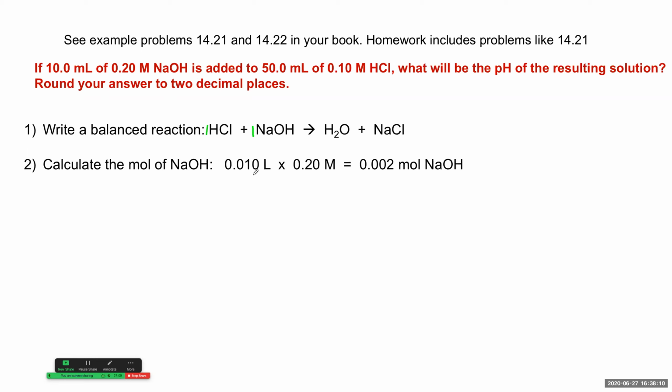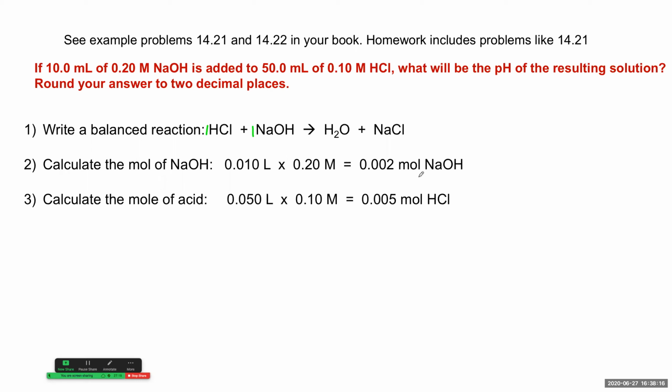So we just multiply the volume in liters times the molarity, and you get the moles of NaOH. Secondly, calculate the moles of acid. That's the volume of the acid, 50 mL, times the molarity of the acid, which gives you the moles of HCl. And in this case, we have more HCl than NaOH. So that means there's going to be excess HCl. The HCl is going to be left over.